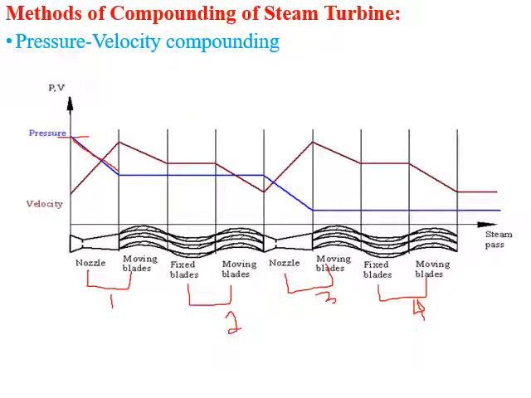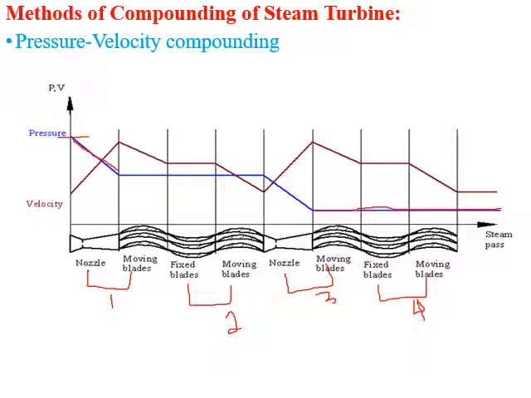So once it has exited from the second stage, once again that steam enters into the nozzle. So now we can observe there is a drop in pressure in a nozzle. Thereafter it moves to the moving blades, then to the fixed blades as well as moving blades. So once again here the pressure remains constant. So this arrangement is known as the velocity compounding.